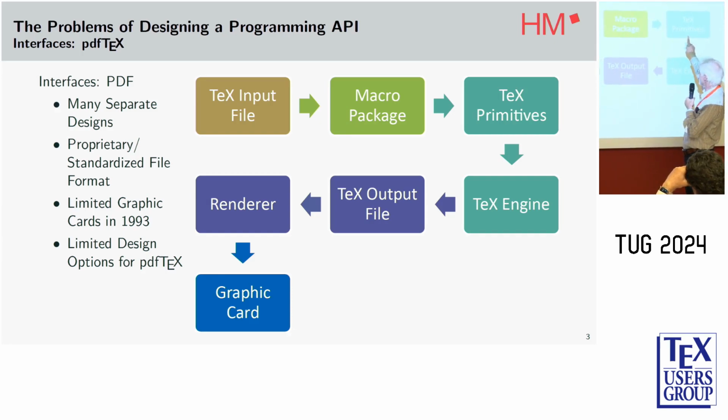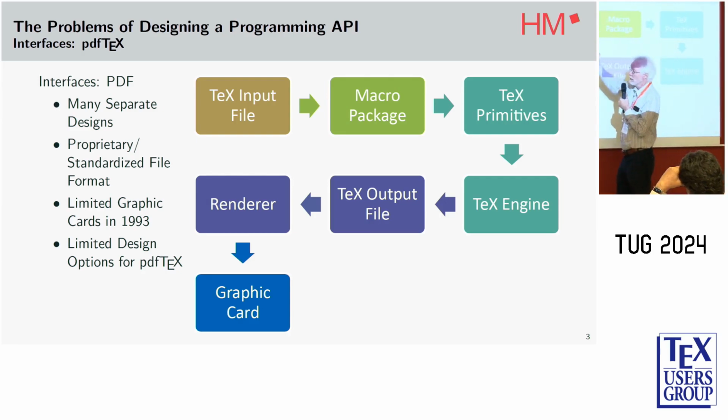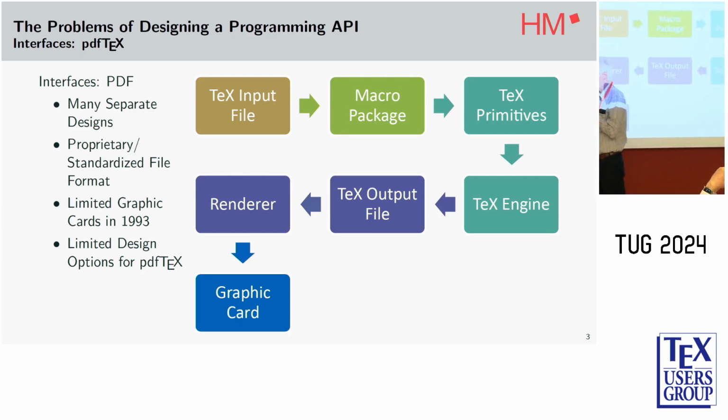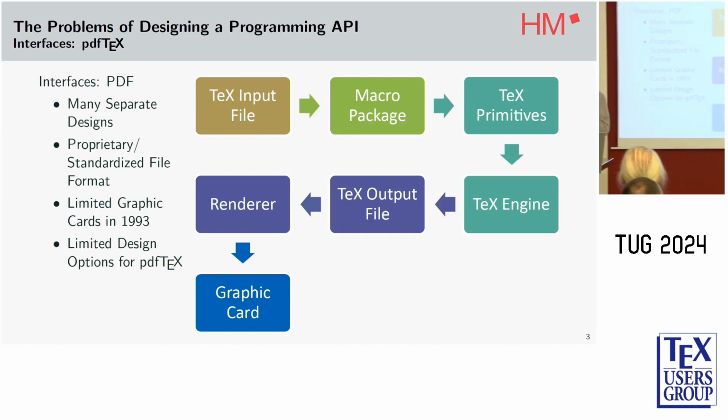And once you fix the primitives, you define what is available to the macro packages, and the macro packages define what is available when you write your input file. So you are pretty limited in what you can do if you do PDF.